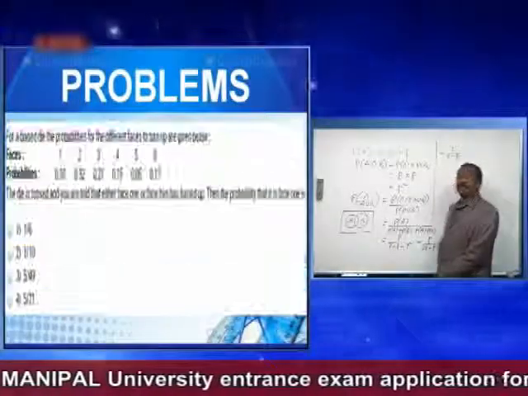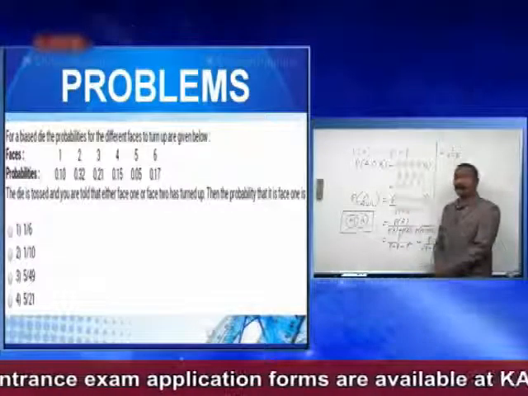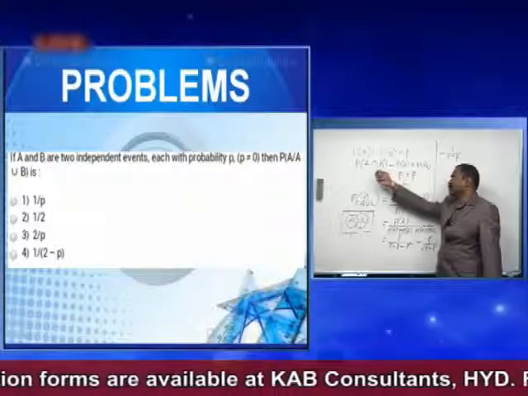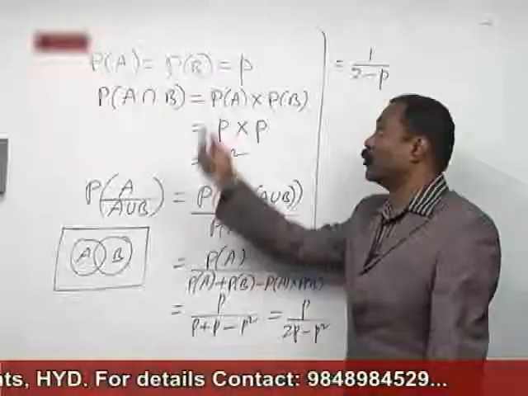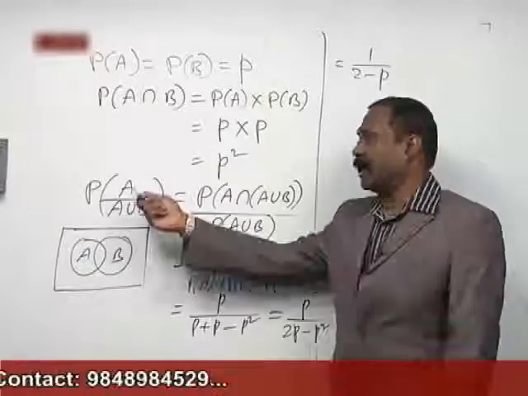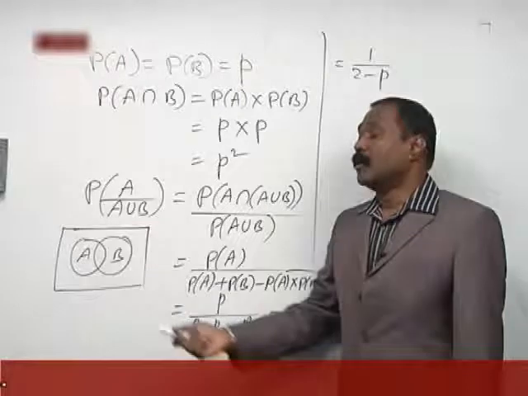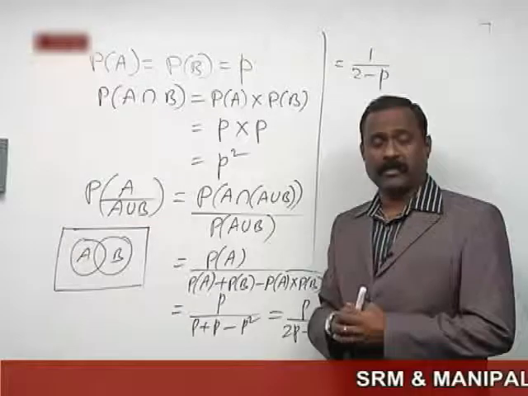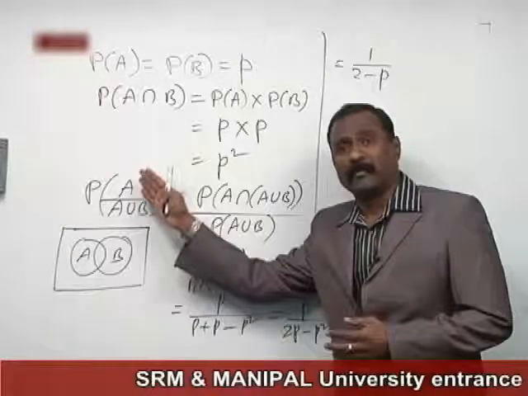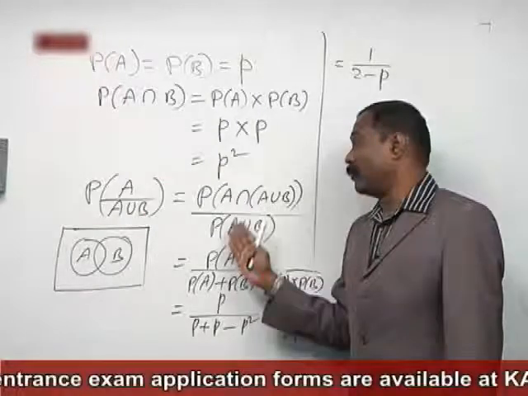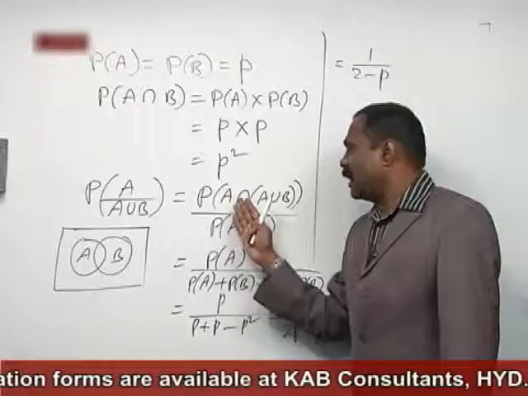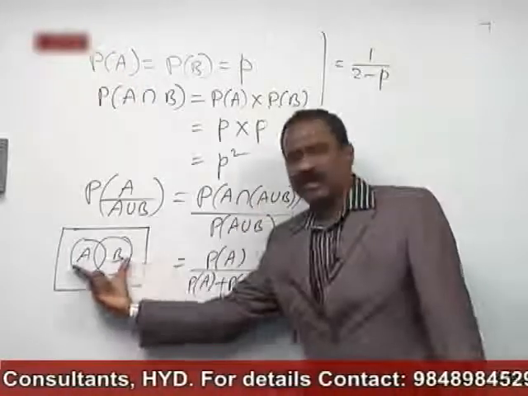So what we did here, the given probabilities are P. Because they are independent events, intersection becomes multiplication. So P into P, that becomes P square because both are equal. And you're asked to find out P of A after A union B. According to the definition of the multiplication theorem or conditional probability, it is P of A intersection A union B upon P of A union B.